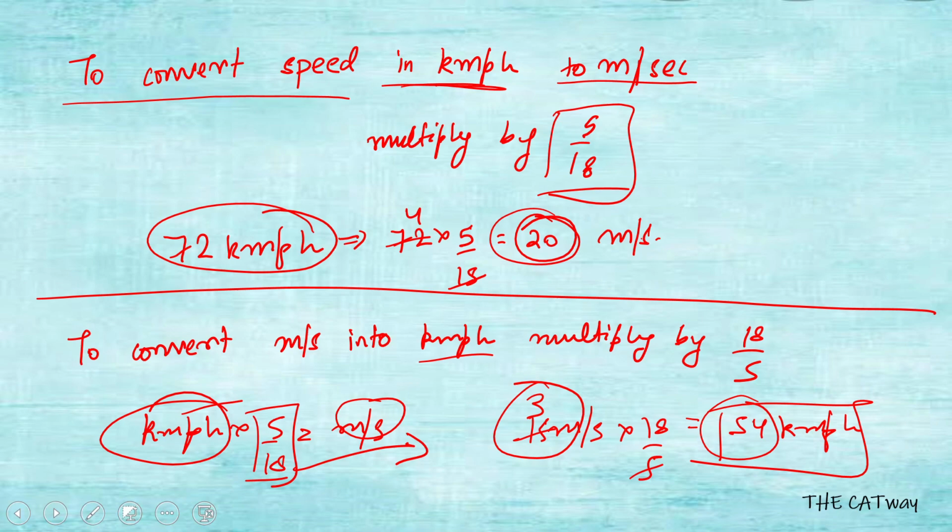Now coming to the last concept, average speed. There are two cases in average speed. Let us cover both of them. So what is average speed? Let's say you are traveling different distances in different amounts of time.